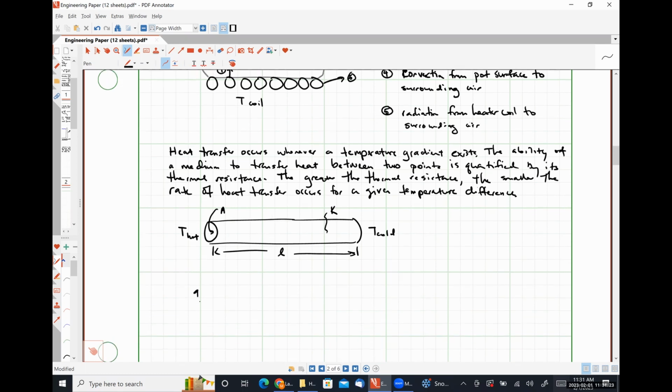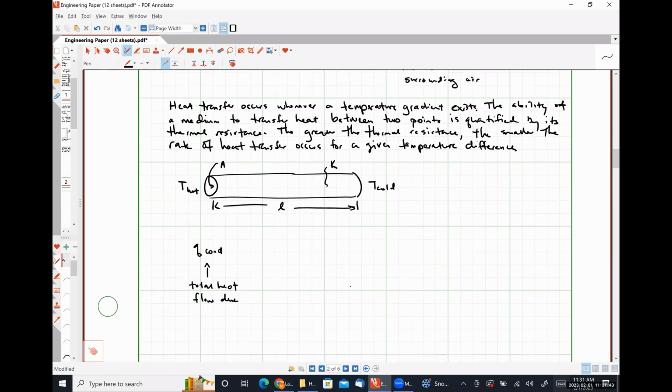So in general, Q, where this is the total heat flow due to conduction, is going to be simply our conductive heat flux times our cross-sectional area, which will be negative K times the change in temperature, because it's just negative K times the derivative of T with respect to X. So that's going to represent the change in temperature over the length of the rod. And then we multiply this guy by the area.